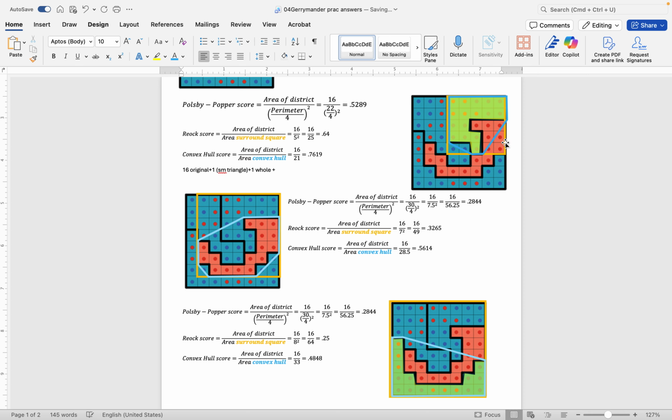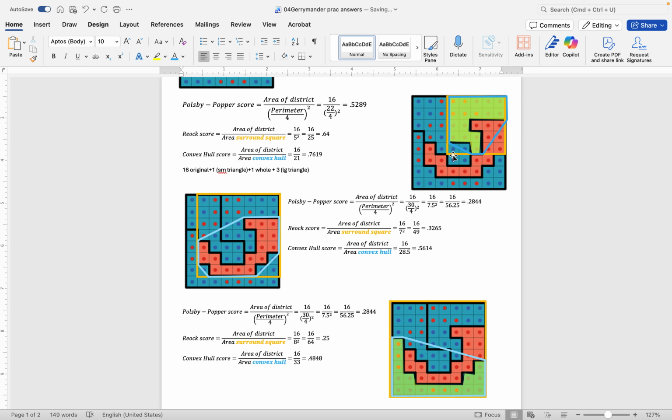Now this large triangle is cutting this big rectangle in half, and this big rectangle covers 6 squares. So this big rectangle being worth 6 and the triangle being half of that means that the triangle is worth 3. So I'm just going to kind of label that large triangle. Hopefully that helps. Okay, when I add that all up, I've got 16 and 17, 18, plus 3 is 21. So 21 is the area of my convex hull. And when I do that division, then my final score is 0.7619.